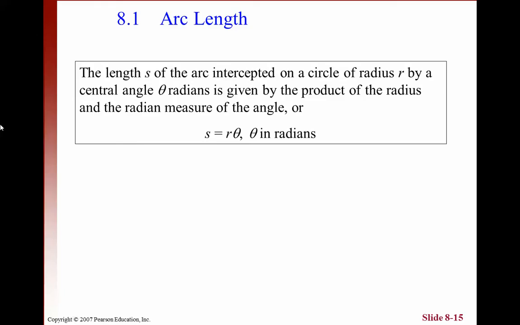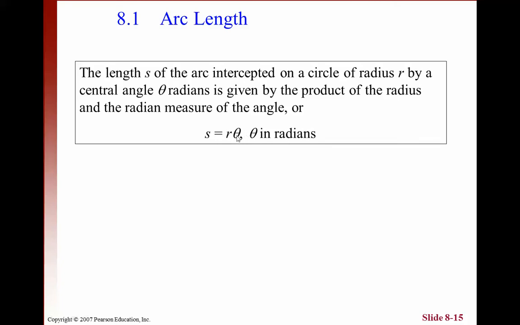Okay, this is the second part of Chapter 8. We're going to talk about arc length and how that relates to radian measure. The length s of the arc on a circle of radius r, cut by the central angle theta in radians, is given by the product of the radius and the radian measure of the angle. So it's pretty simple to get the arc length. You multiply the radius times whatever the angle is in radians.